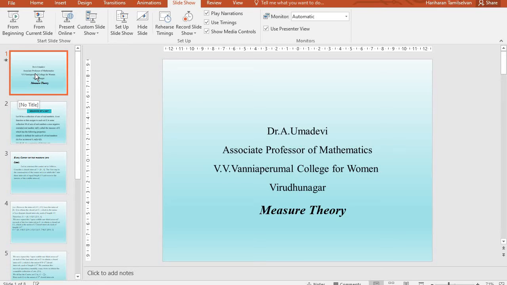I am going to give a short lecture on measurable sets. First of all, I will let you know what a measure is. It is a non-negative extended real valued function defined on a collection of sets of real numbers.